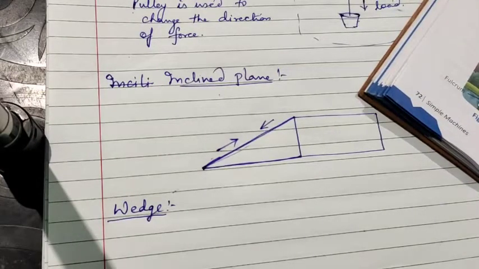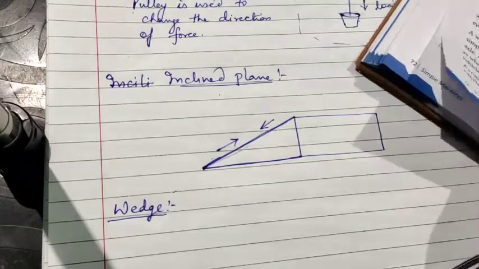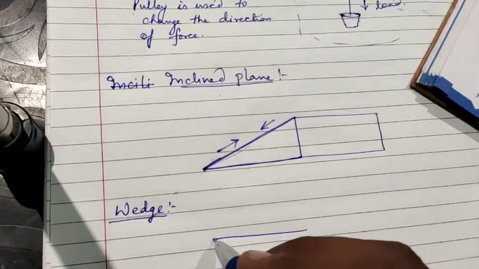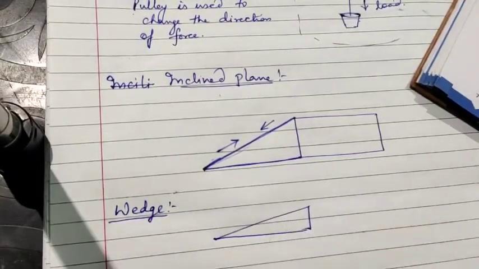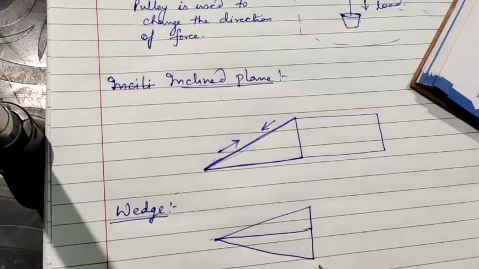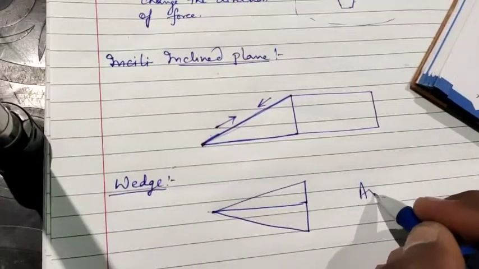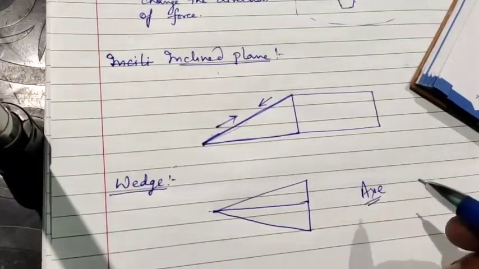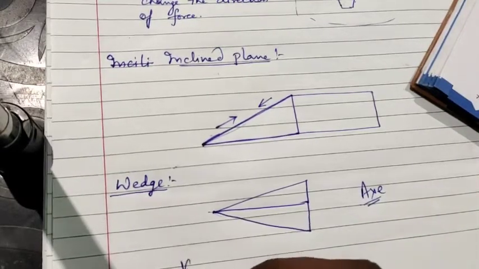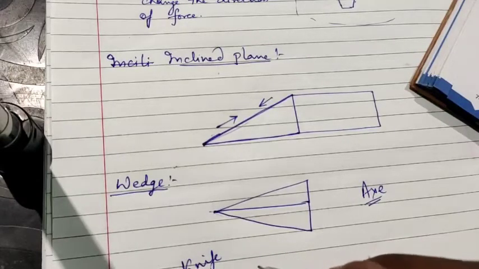We can say that a wedge is a type of machine which consists of two inclined planes. Suppose this is one inclined plane, as we have just discussed, and this is another inclined plane, and this is the structure of a wedge. We basically use a wedge as an axe, which we use for cutting, and you can say that a knife is also a wedge. These are examples of wedge.